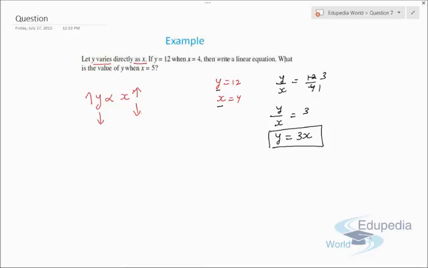Then further we have to find the value of y if x is 5. Means we have to find the value of y when x is 5. So we can directly put in the value of x and we can get the value of y. So y equals 3 into 5. So y we get as 15. So this is how we can solve these types of questions.